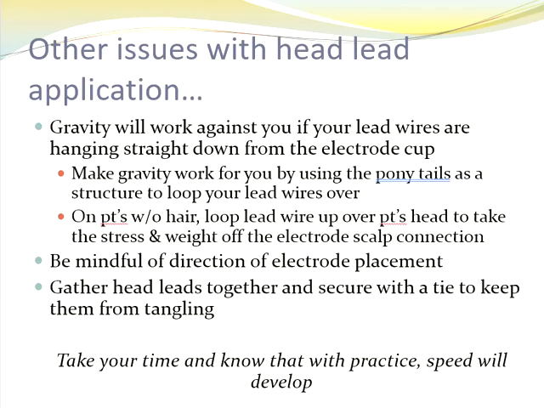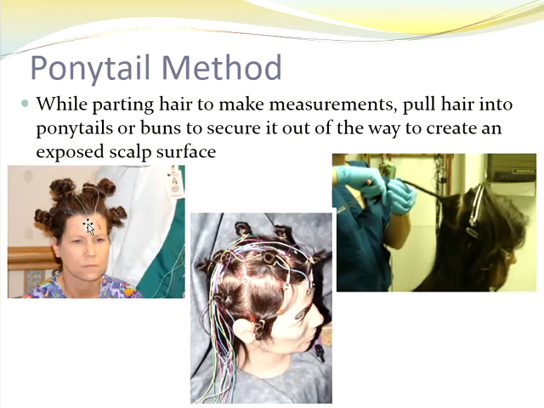What other issues? Be mindful of the direction of the electrode placement. Like last week in lab, we talked about applying the lead wire on the face. Make sure it's not facing down, hanging in front of the patient's face. It goes back up over. Same thing with all the other wires. You want them all facing in the direction in which the wire is going to go. You're essentially going to have a ponytail of wires coming off the patient's head.